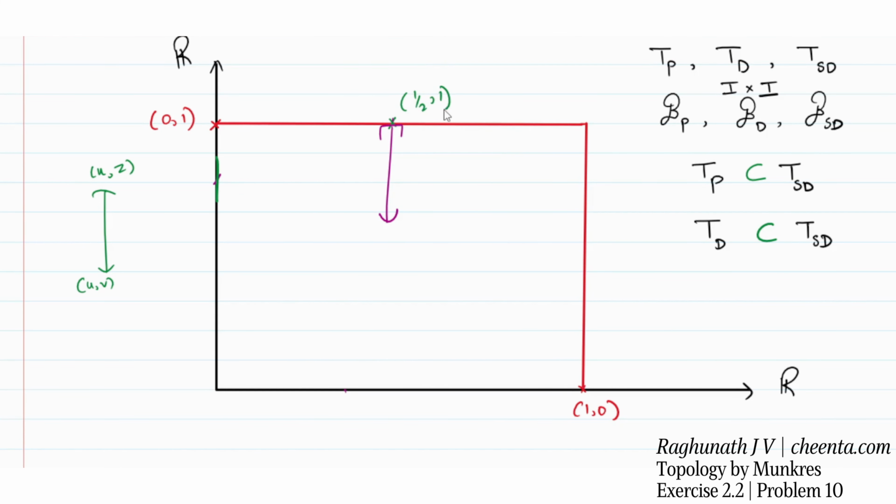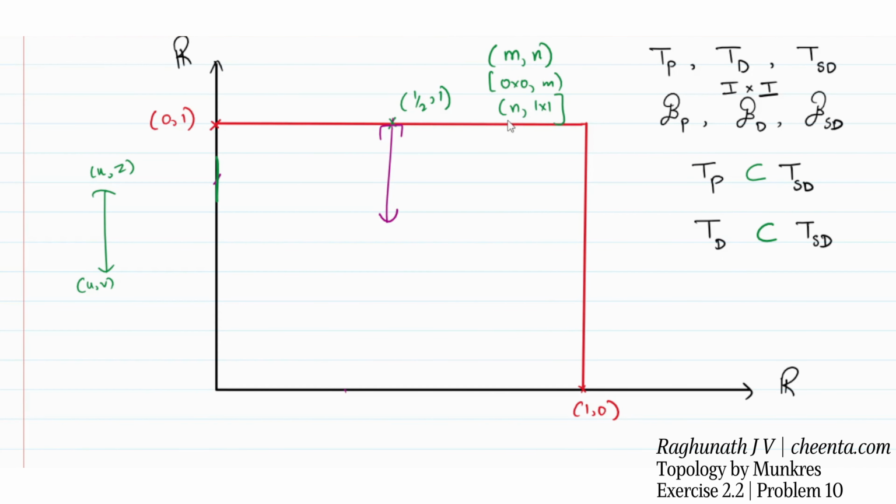Can you come up with the basis element from B_D which is containing (1/2, 1) and entirely contained in this basis element? It is impossible, because if you have to consider (1/2, 1) inside B_D, we know that B_D is of the form (m, n), or {0} cross (0, m), or (n, 1) cross {1}.